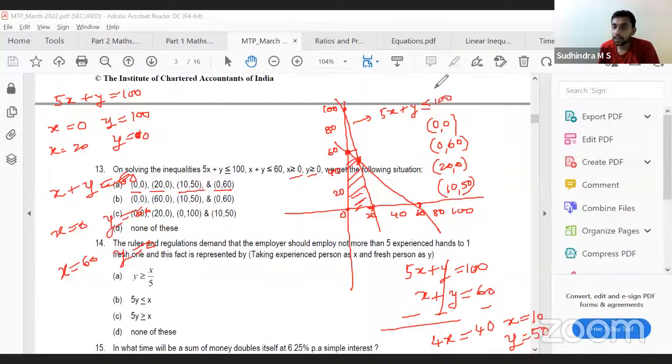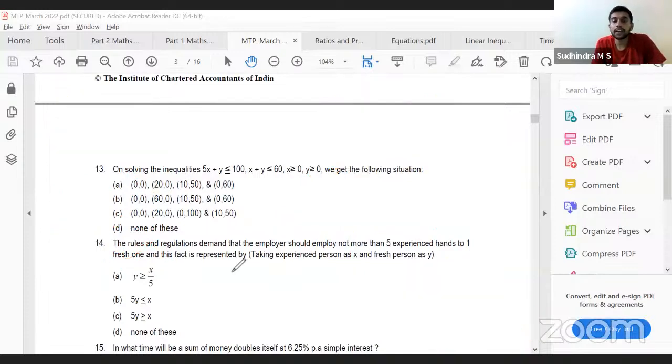Clear? Next one. The rules and regulations demand that the employer should employ not more than 5 experienced hands to 1 fresh one. This fact is represented by taking the experienced person as x and the fresh person as y. So how do we denote this in the form of an inequality?